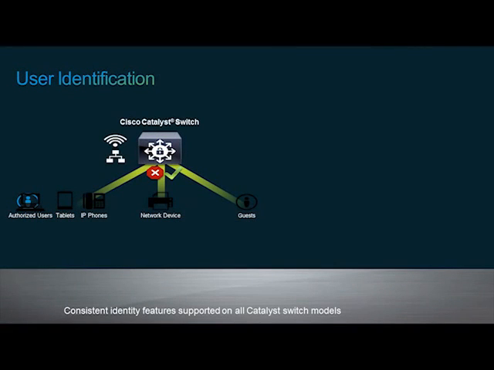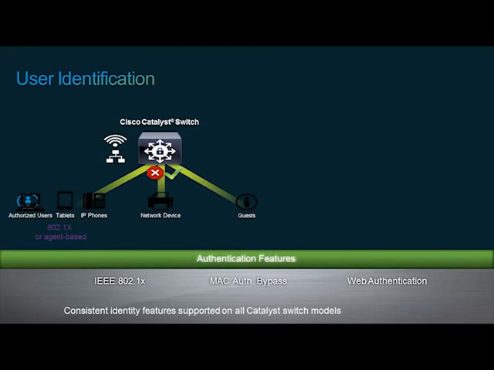If we look a bit closer at some of these examples, we can see some key benefits Cisco brings to a complete solution. In this example of user identification, Cisco Catalyst switches are leveraged to provide the challenge method to the attached device. You can see the authorized users with their varying devices, as well as infrastructure devices such as IP phones. These can be challenged using 802.1x or an agent-based approach.